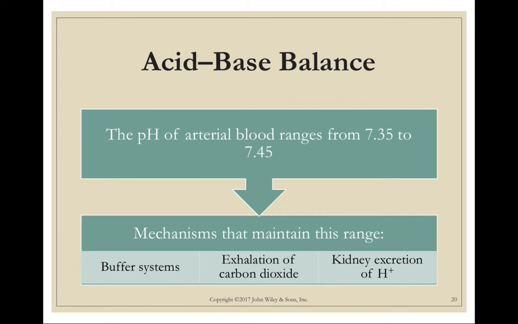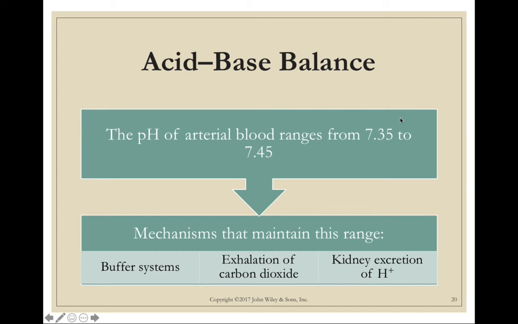Just as with all homeostatic ranges, blood pH is going to have certain parameters within which it needs to exist. The pH of the blood is right around 7.4, and the acid-base balance of our blood needs to exist within the parameters of 7.35 to 7.45. In the event that the pH of the blood goes below 7.35, we call that acidosis. And in the event that our blood pH goes above 7.45, we're going to call that alkalosis.